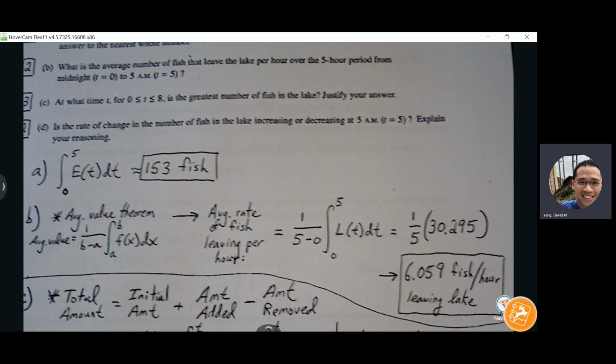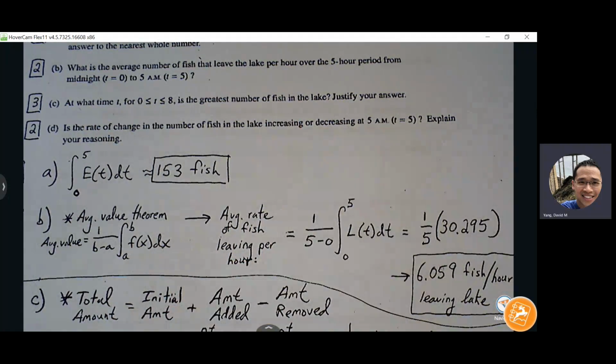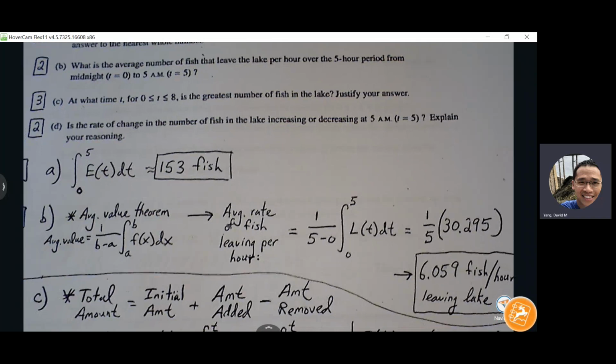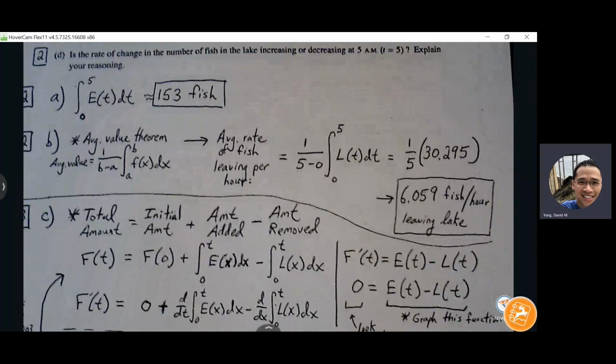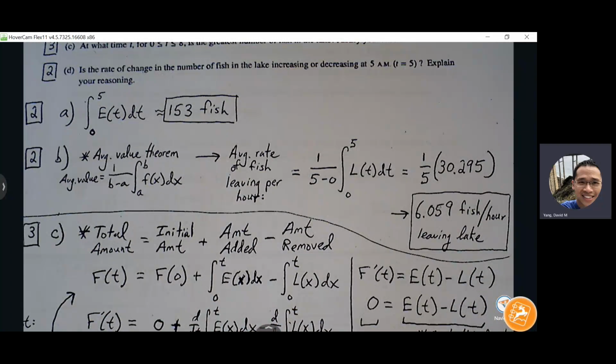Okay, part C, at what time is the greatest number of fish in the lake? We know this is extreme value theorem, but we first have to create a formula that will allow us to get to the total number of fish and also find the derivative. This is a rate in, rate out problem. So I'm going to start off by building my formula that will tell me the number of fish at any moment in time. I'll use F of t to represent the number of fish at any given time.